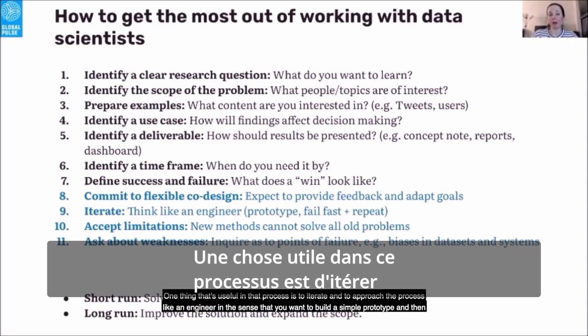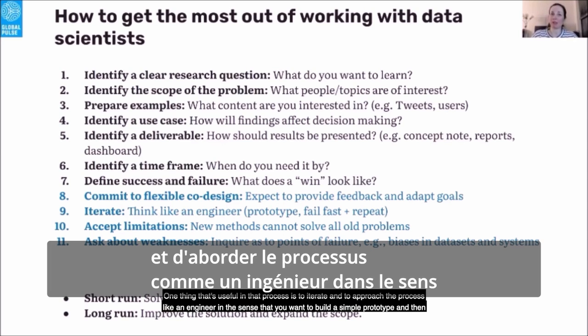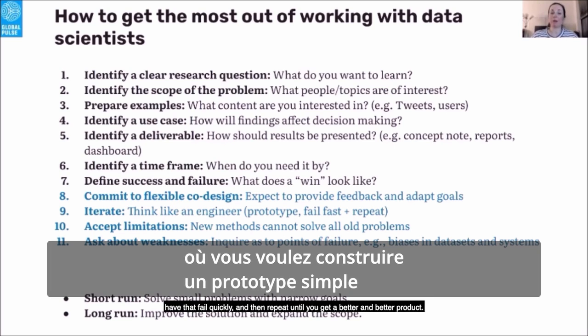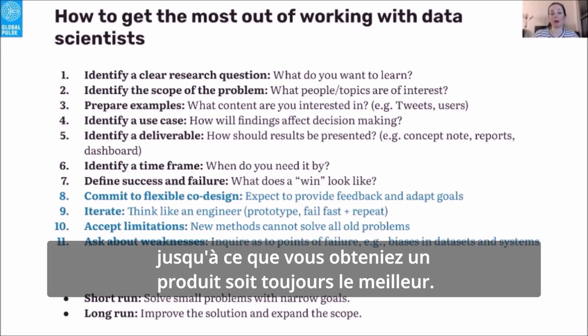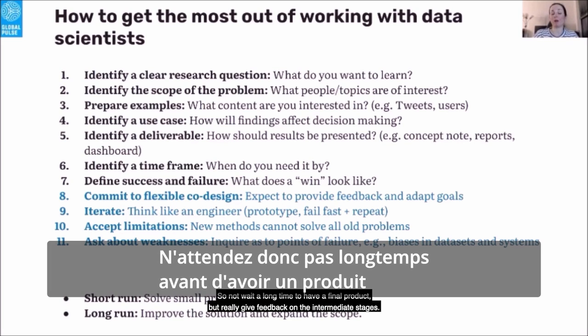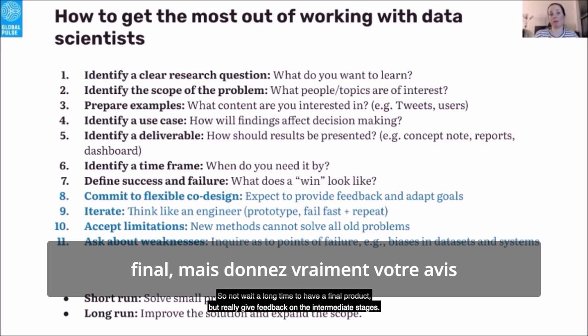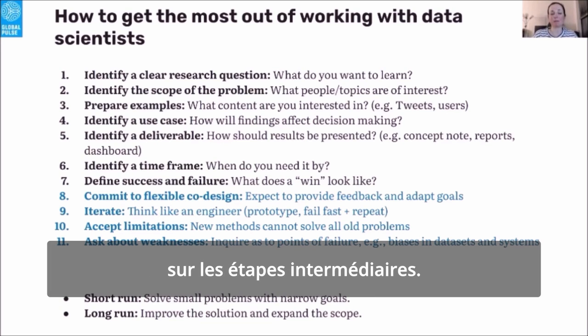One thing that's useful in that process is to iterate and to approach the process like an engineer, in the sense that you want to build a simple prototype and then have that fail quickly and then repeat until you get a better and better product. So not wait a long time to have a final product, but really give feedback on the intermediate stages.